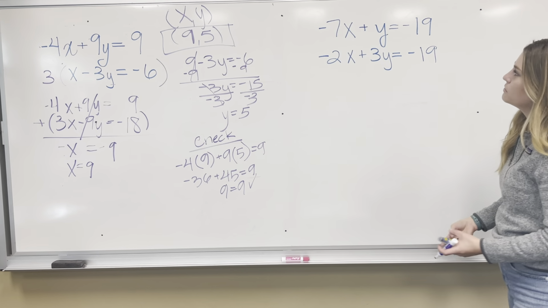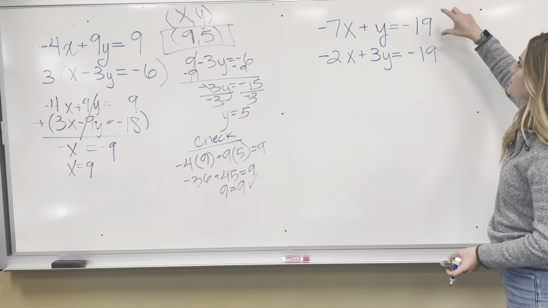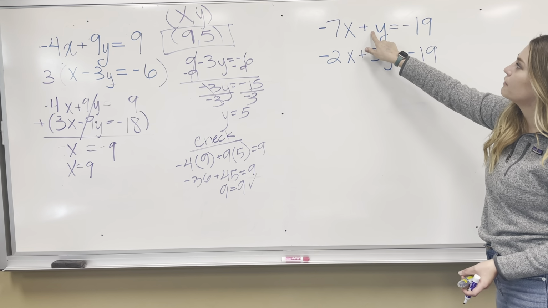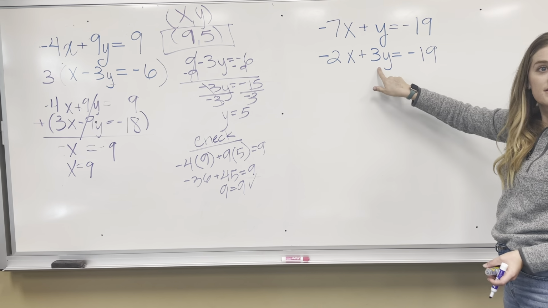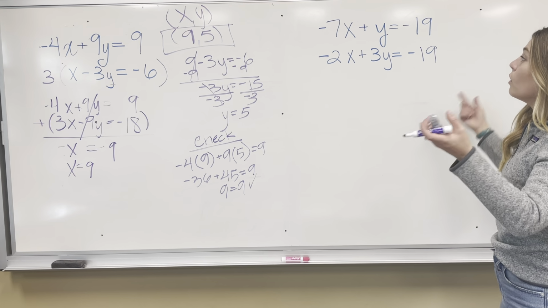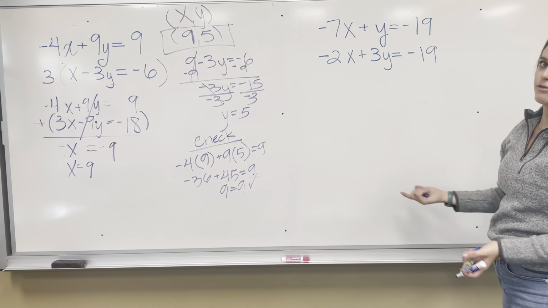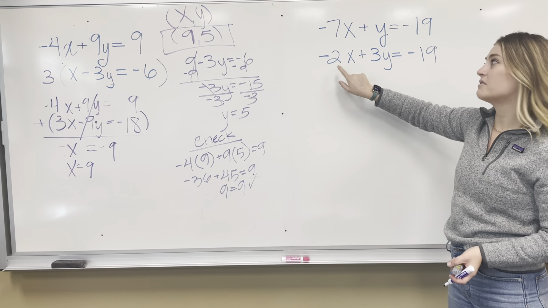If I wanted to eliminate the y's, I would multiply this top equation by negative 3. So I'd get a negative 3 here, which would be opposite of this 3y, so it'd eliminate. Or I can multiply this bottom equation by negative 3.5, so that we get a positive 7 here.